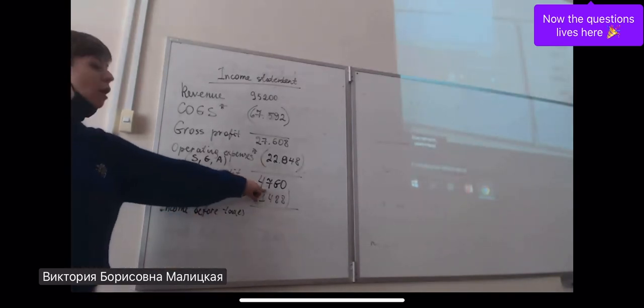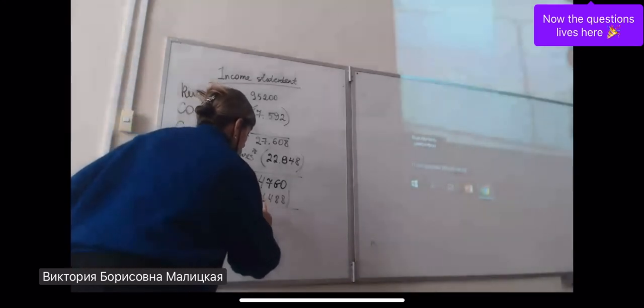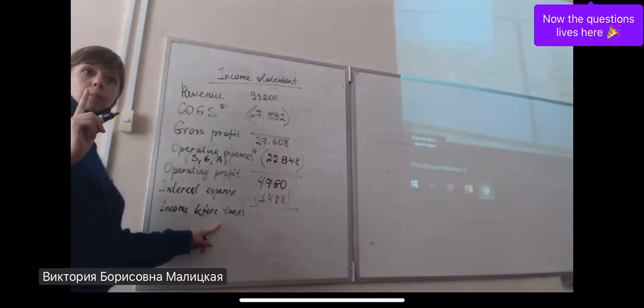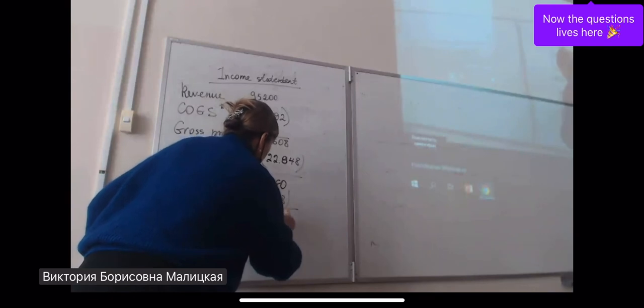Operating profit 4,760 minus 1,488. 3,000. 20% tax. Just a second. This is income before taxes. Just a second. Before taxes. 3,272.